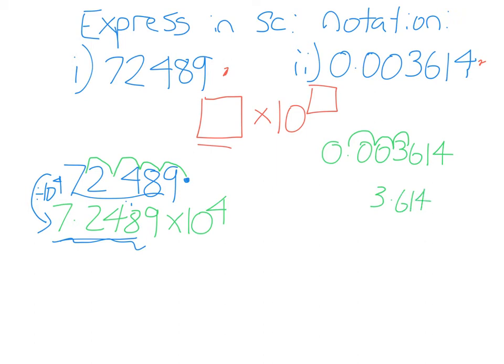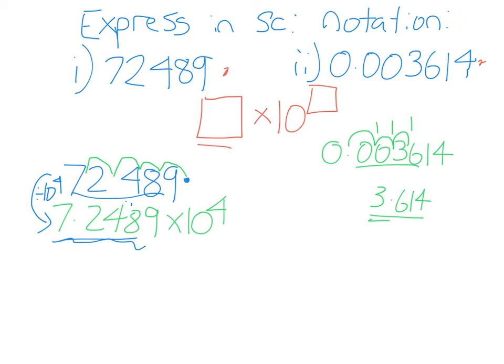Now what I had to do to get from here to here was I had to move the decimal point 1, 2, 3 spots to the right. So I had to times by 10 to the power of 3.